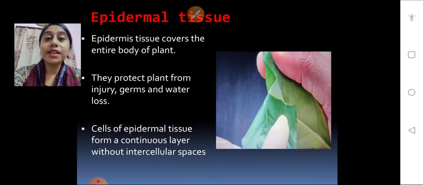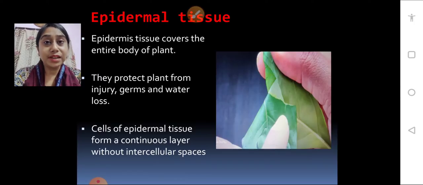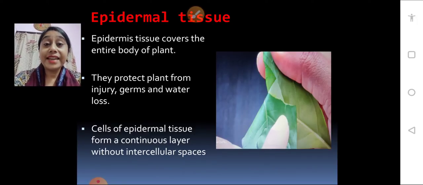What is its function? They protect the plant from any kind of injury, any kind of infection from germs such as virus, bacteria, fungi. And also this epidermis protects the plant from what? Water loss. That means transpiration through evaporation, especially in desert plants. The cells of epidermis tissue form a what? Continuous layer. That means in between the cells there is no space. One after another there is a cell present.